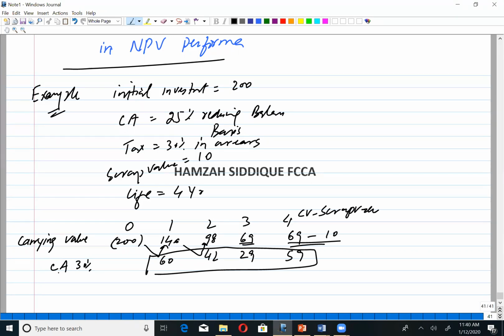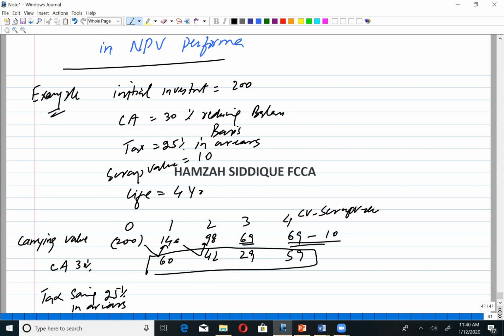Sorry. Just 1 minute. I think I have made a mistake. Actually, I have applied capital allowance at 30%. Yes. Okay, we can change the rate. 30% and it is 25%. Okay. Now it's okay. So now tax saving 25% in arrears.